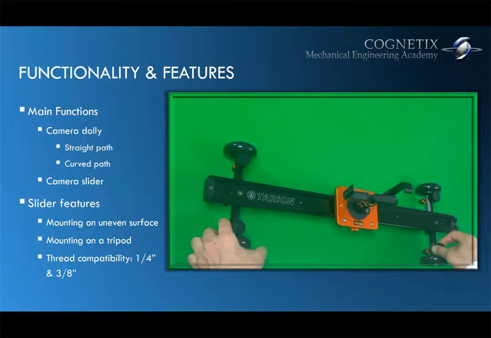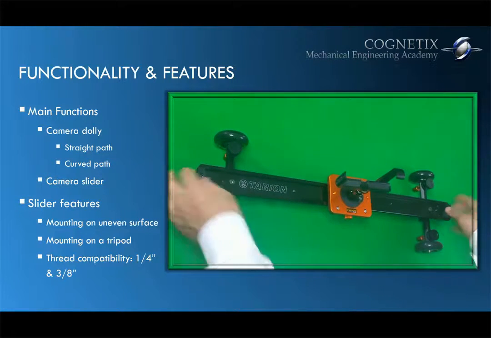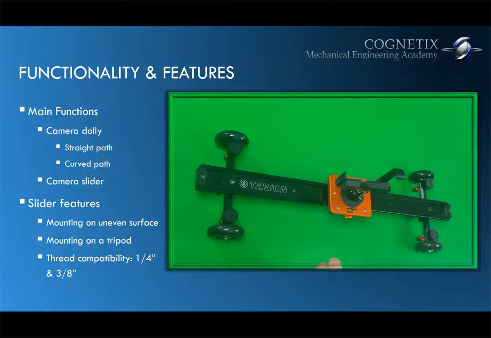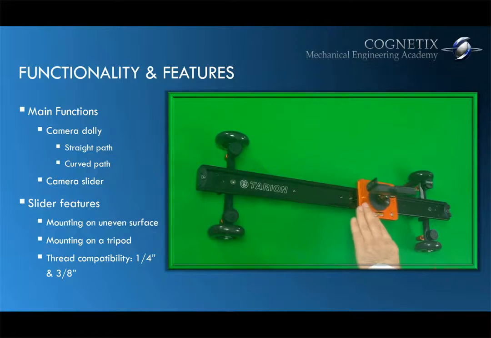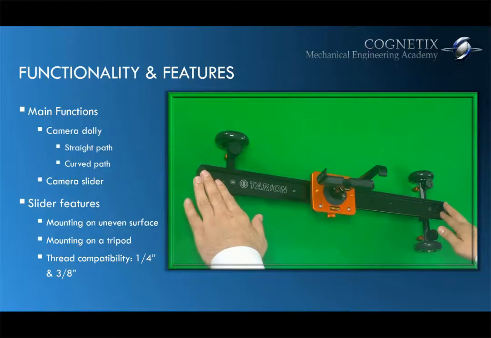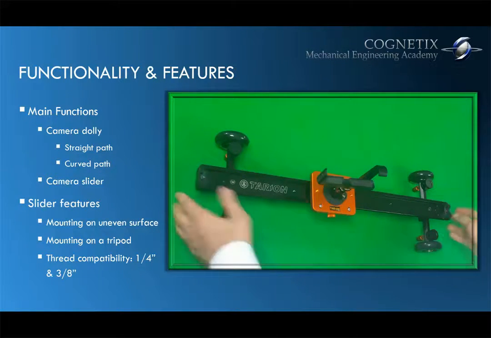Okay, so right now it's off the wheels, so it's behaving as a slider again. So if we loosen up the brake, we have the slide functionality with a steady rail.